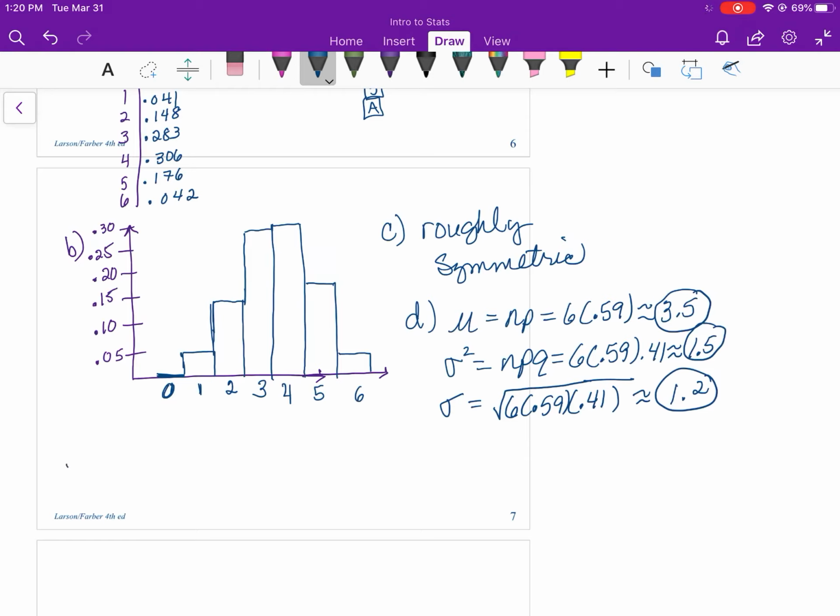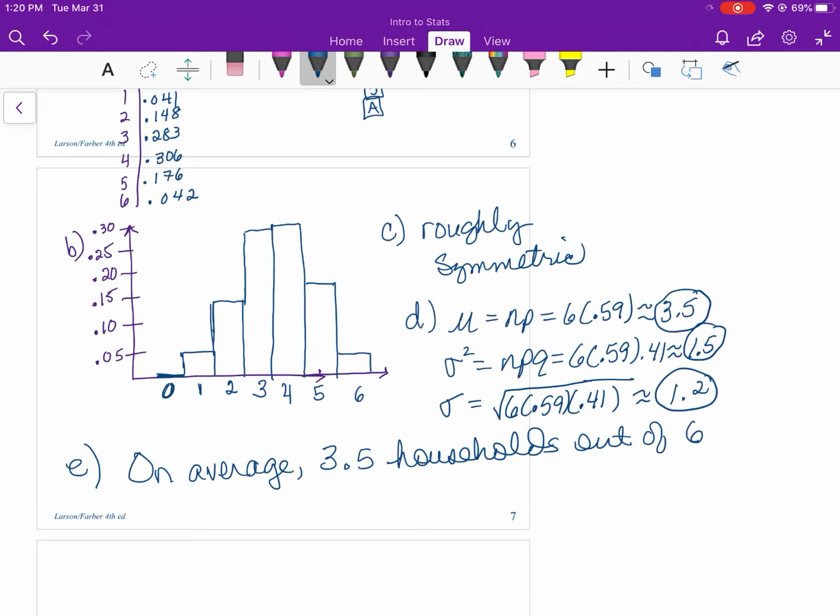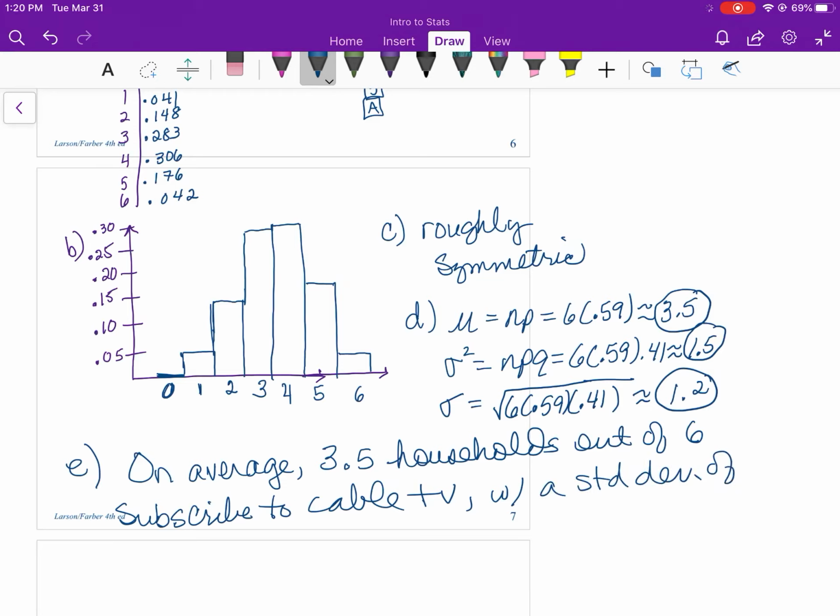Okay. Part E says to interpret the results in the context of a real life situation. So I could say, on average, 3.5 households out of 6 subscribe to cable TV with a standard deviation of 1.2 households.